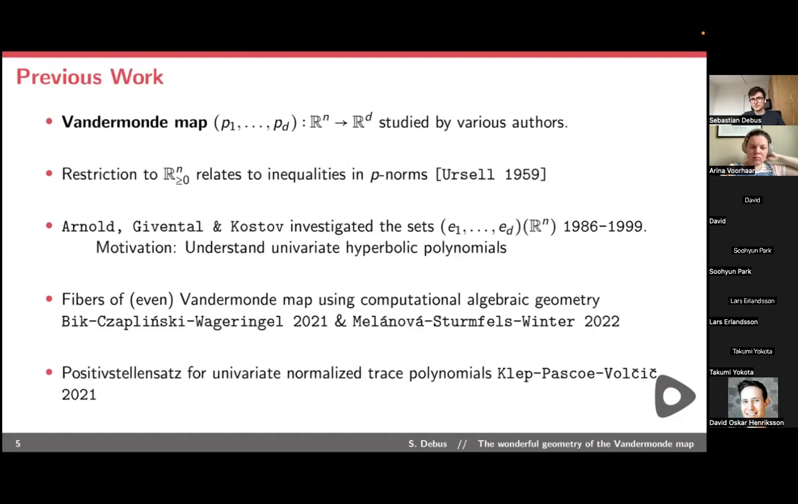And we are not the first ones who are studying those Vandermonde maps or Vandermonde cells. Actually, they have been studied by several authors before. So when we look in the literature, the first thing we find, or not really the first thing, since it's not that well known, I would say, is a paper by Ursell from the late 50s. And he actually studied several of the properties or theorems that we prove again. And we were just aware of this paper by Ursell like 2 or 3 months ago.